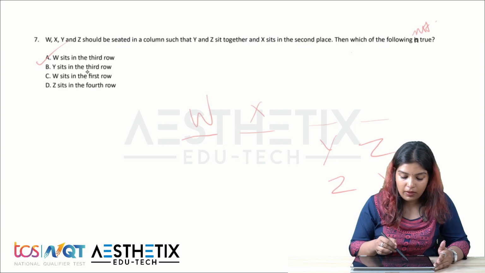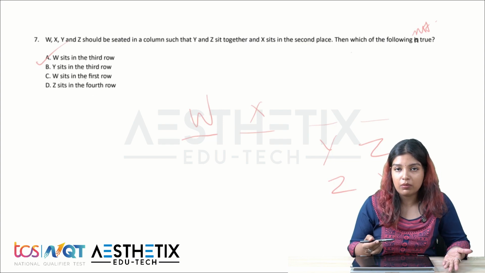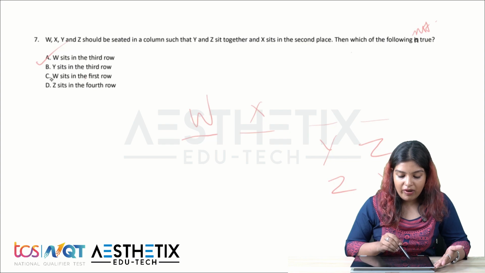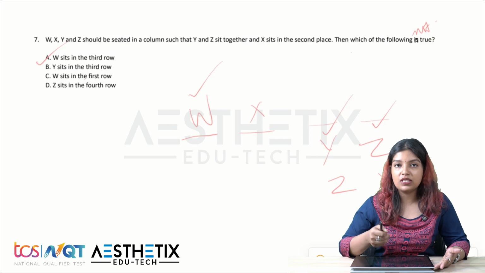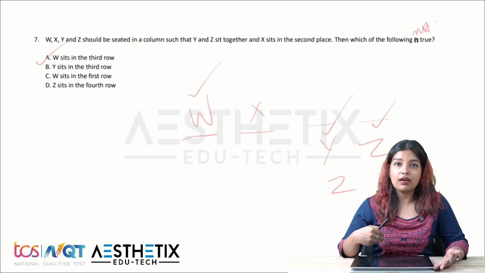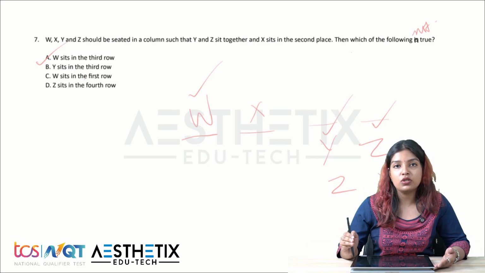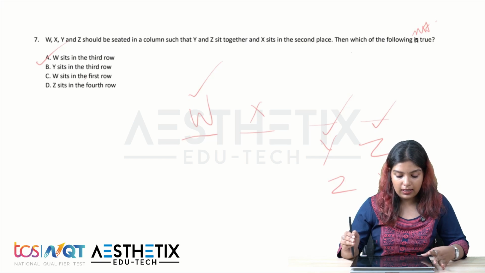But again, if you are checking the other options to see whether any of them is wrong, Y sit in the third row can be right. W sit in first row is right. And Z sit in the fourth row also can be right. So all the other options, which is B, C, D, can be the right answers. So the only wrong option is option A, W sit in the third row.